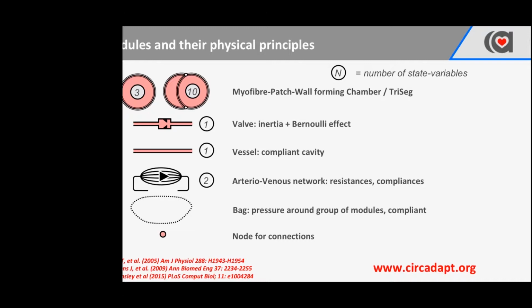passive properties, volume pressure related. And those bags, for example, can be the pericardium, but it can also be the pleura, the thorax, whatever you can envision as an entity that is encapsulating certain aspects of the cardiovascular system. And then these modules need to be connected, and that has been done by nodes.